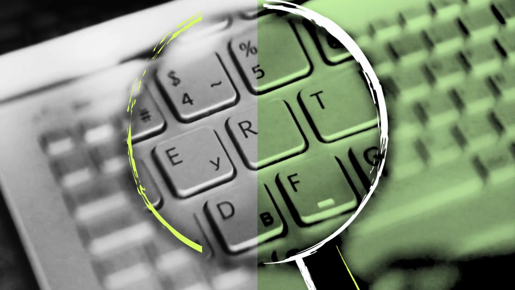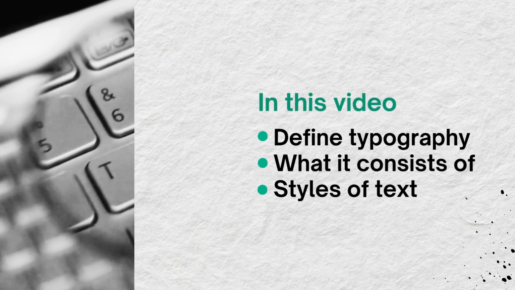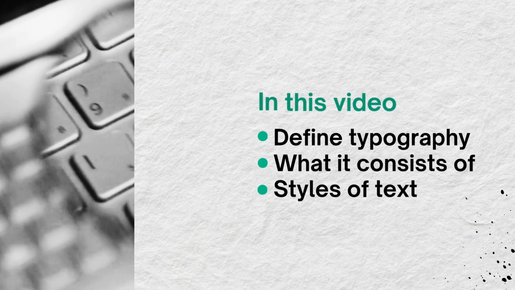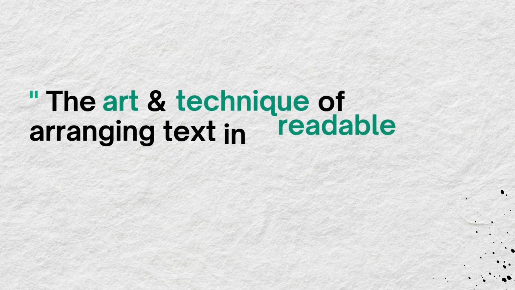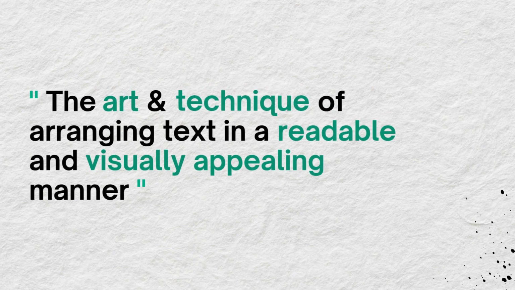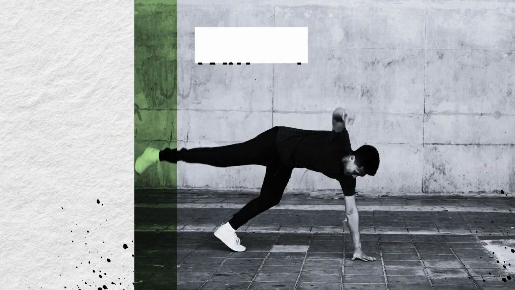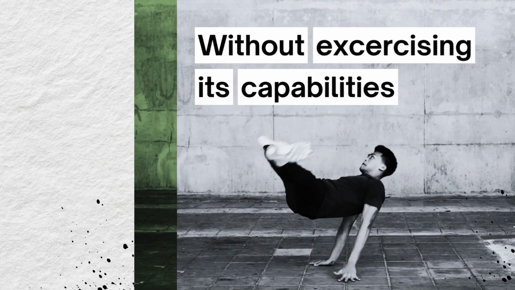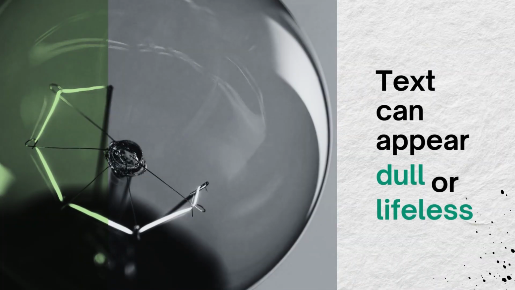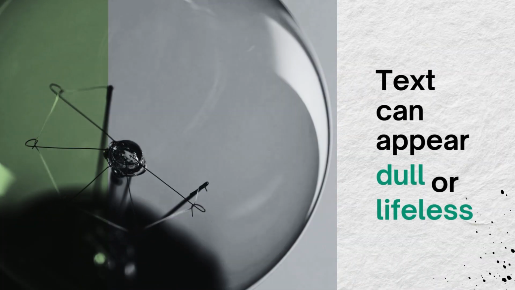In this video, we'll define what it is and dig a little deeper to understand some of the discussions that fall under the topic of typography. Let's begin with a definition of what typography is. By definition, typography is the art and technique of arranging text so that it is both readable and visually appealing. Without exercising the capabilities of typography, text can appear dull or lifeless in your designs.